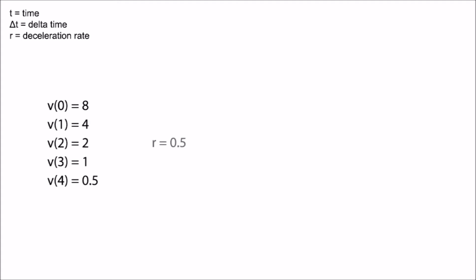For example, if the initial velocity is 8, and we want the velocity to be cut in half each second, we end up with a series like the following. Here, the deceleration rate is 0.5. Conceptually, we're saying the velocity, delta time seconds in the future, is equal to the current velocity times something. For the trivial case of delta time equals 1 second, we simply multiply by the deceleration rate.